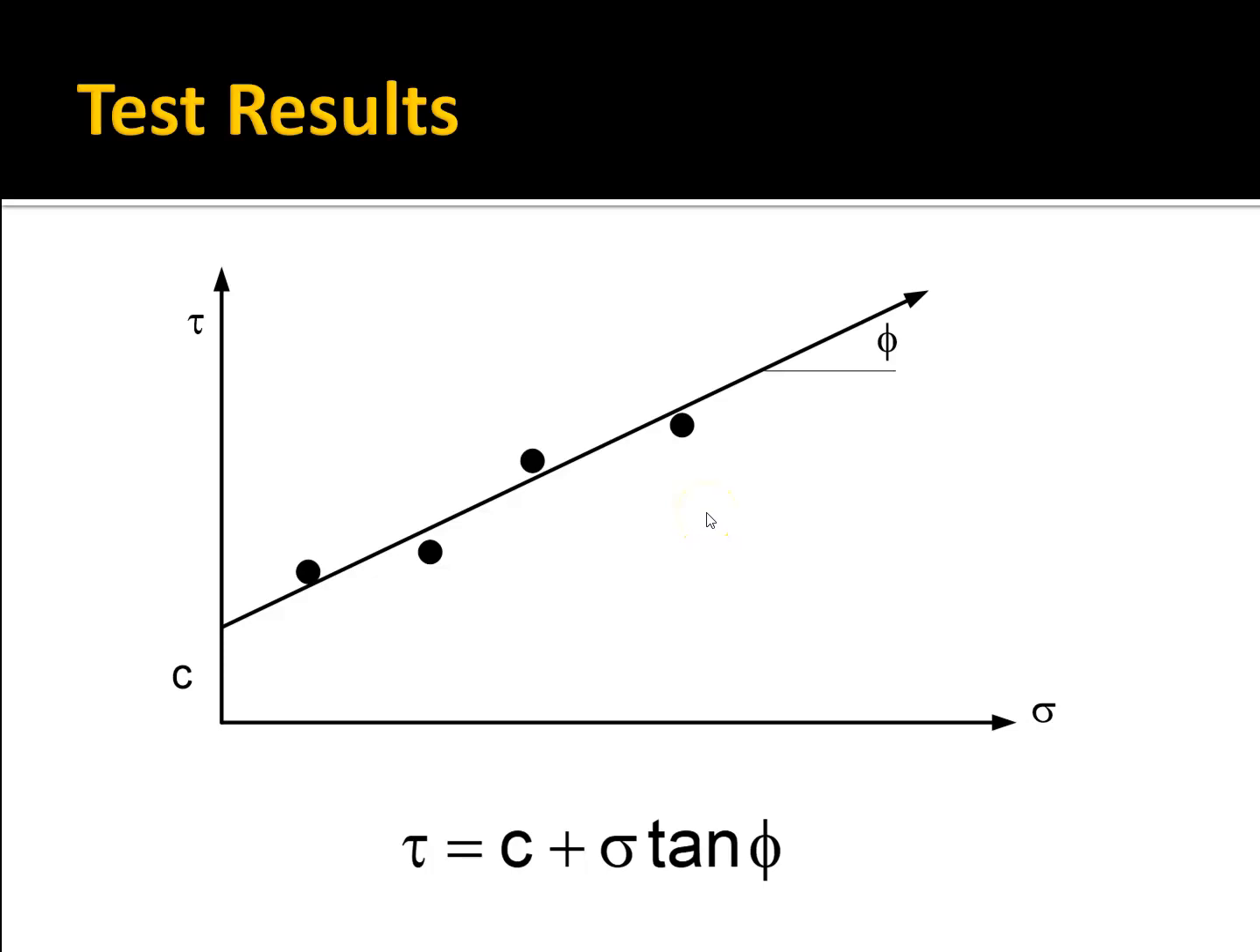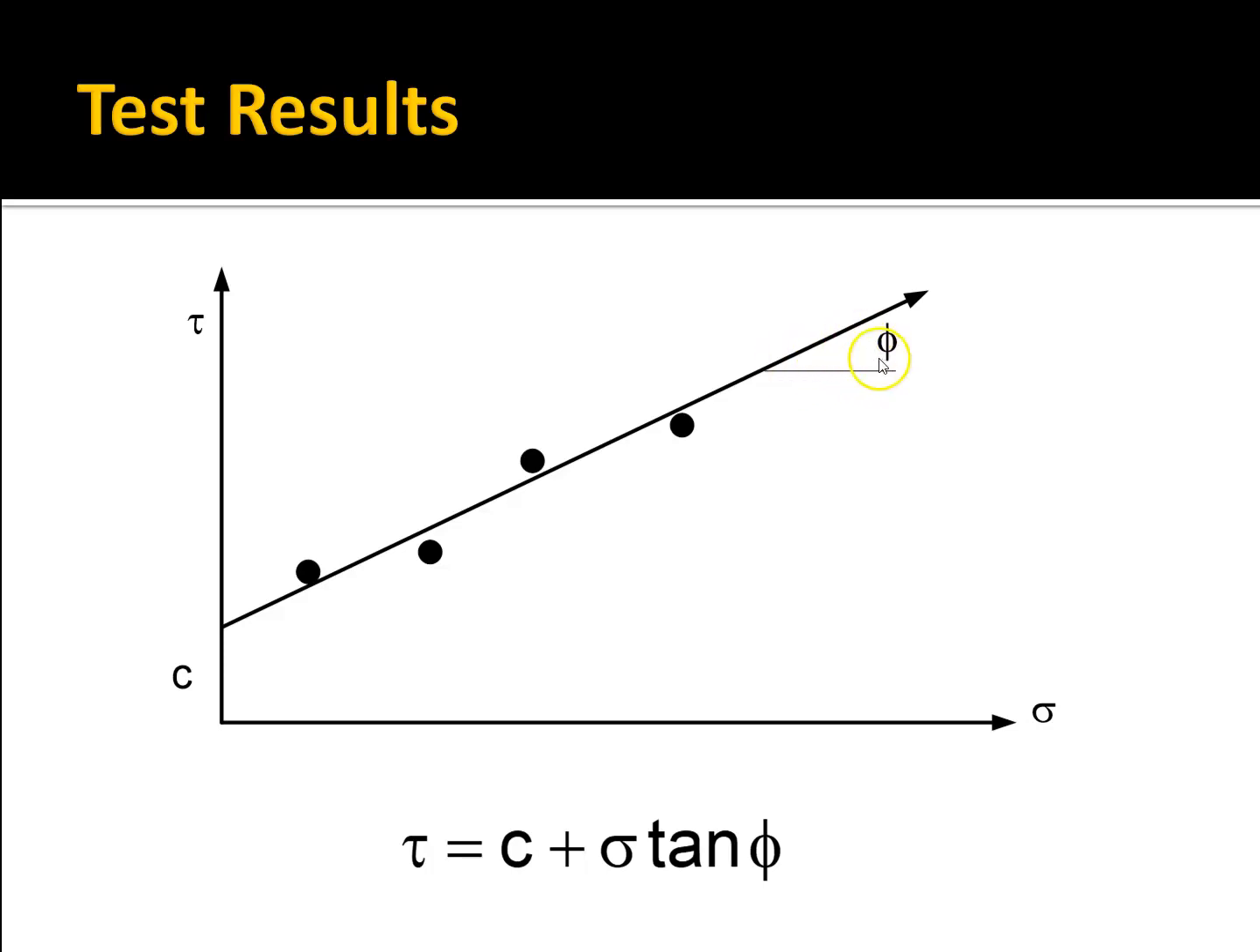And in general, this forms a line. Sometimes it can be curved, but usually it's reasonably close to a line. And this is called the shear strength envelope, or the Mohr-Coulomb envelope. And then once we have this line, where this line intercepts the axis here is called the cohesion intercept.